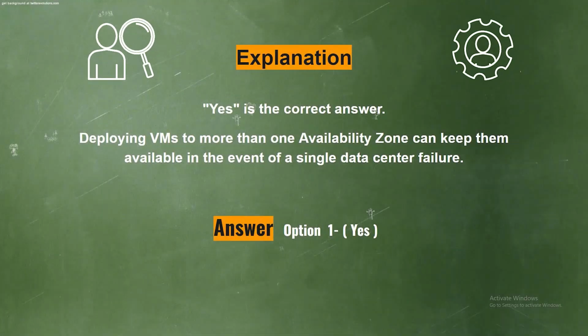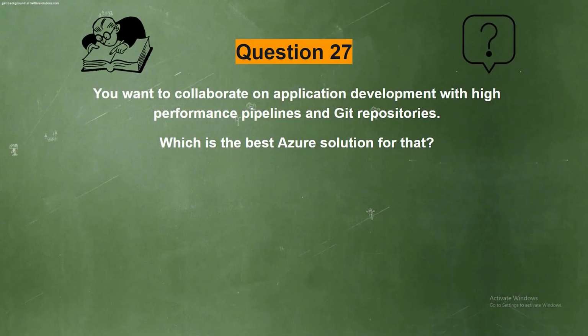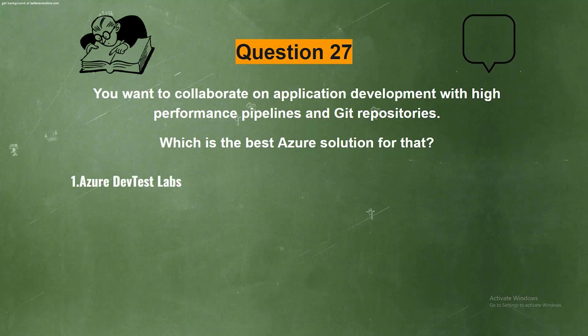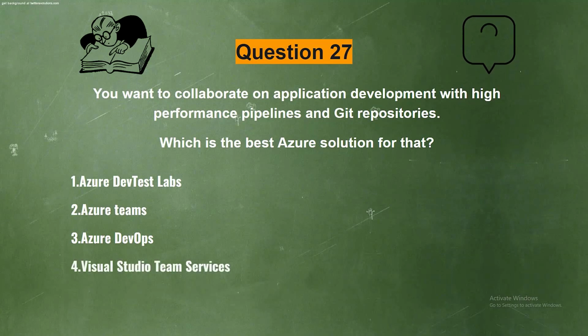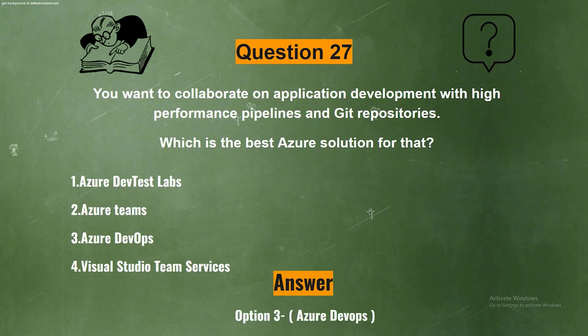Explanation: yes is the correct answer. Deploying VMs to more than one availability zone can keep them available in the event of a single data center failure. Question 27. You want to collaborate on application development with high-performance pipelines and GIT repositories. Which is the best Azure solution for that? And the options are: Option 1, Azure Dev Test Labs. Option 2, Azure Teams. Option 3, Azure Dev Ops. Option 4, Visual Studio Team Services. And the correct answer is Option 3, Azure Dev Ops.